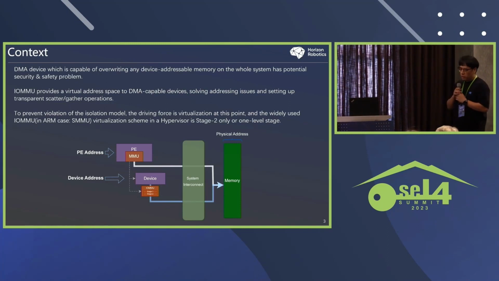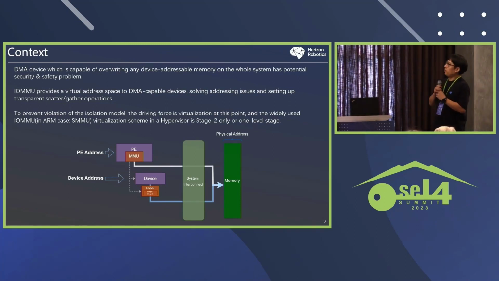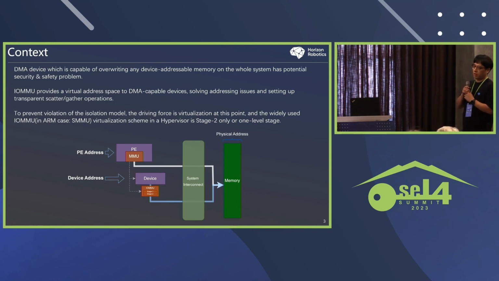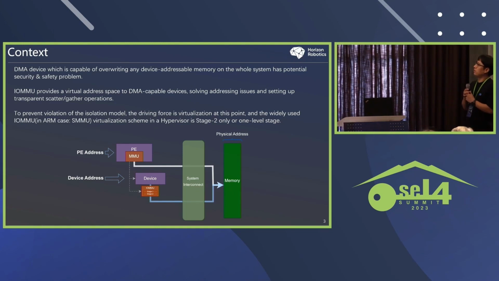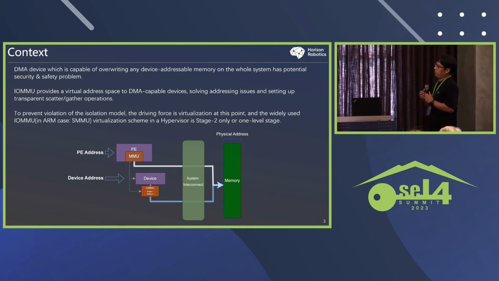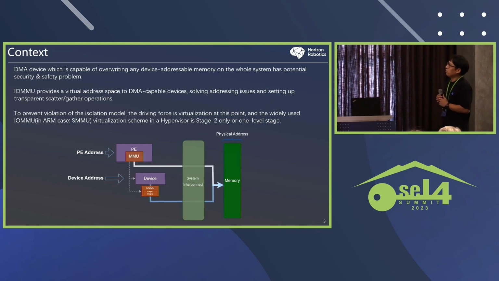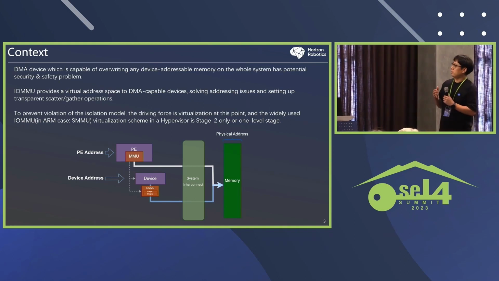IOMMU, similar to the MMU for the CPU, provides a virtual address space to DMA-capable devices. It can solve address issues, and also set up some transparent operators to prevent violation of the isolation model. The driving force here is virtualization. The widely used IOMMU in our case is SMMU. The virtualization scheme used in current commercial hypervisors is normally stage 2 only, or one level of stage. Some use stage 1, some use stage 2.